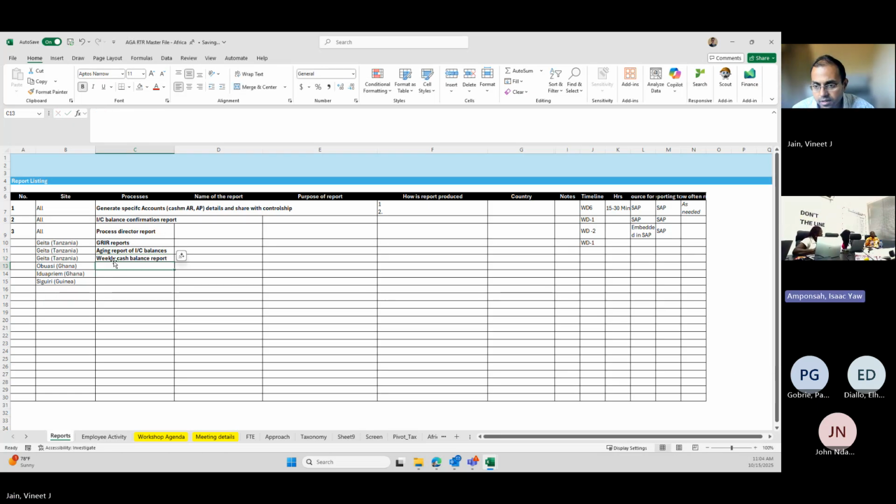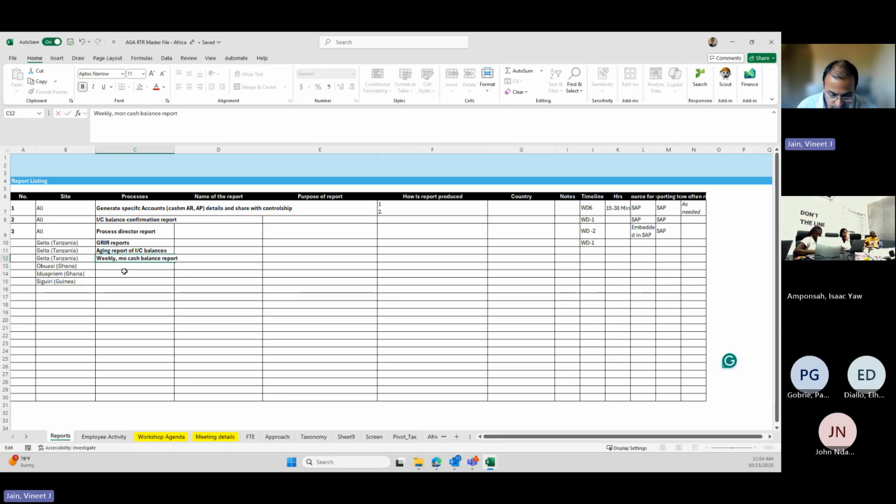On block, unblock reports. Because the unblocking percentage was very high, where you manually can go and choose a reason. We have monthly also on the cash, weekly and monthly. Weekly, monthly, and annual. Weekly and monthly cash report.